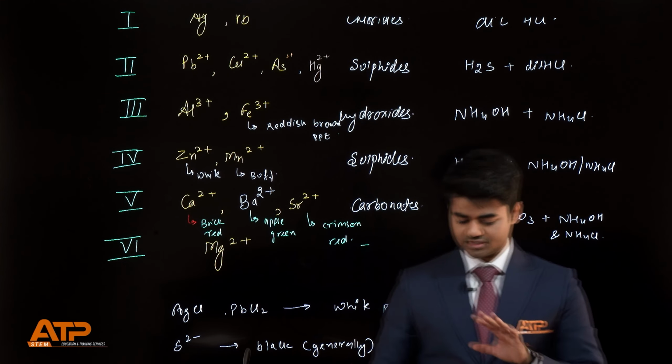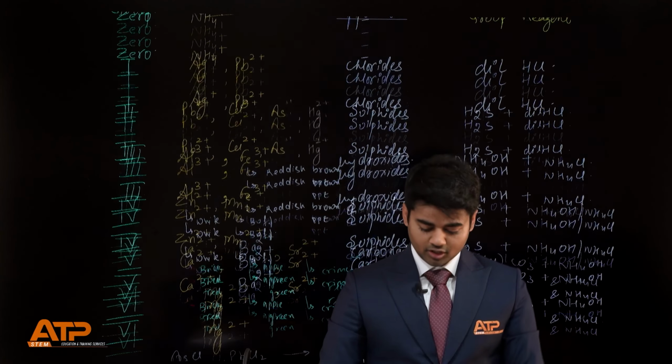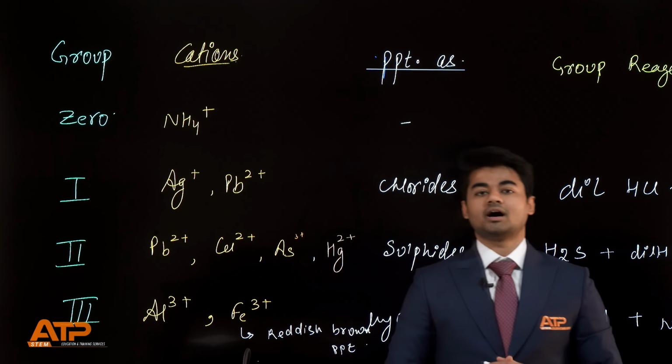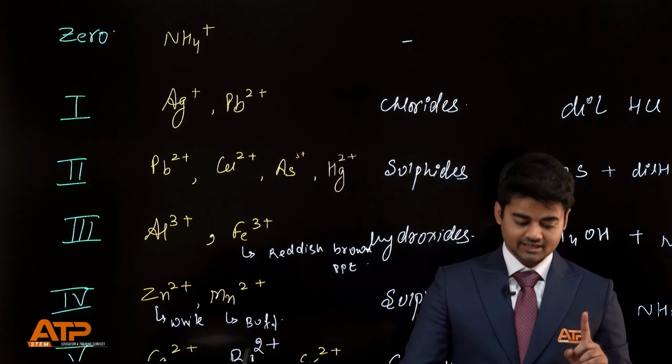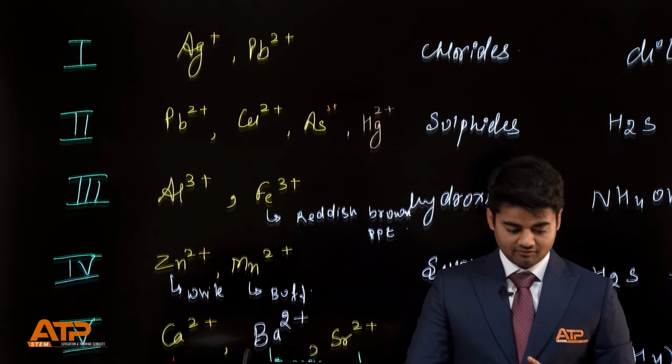Why is magnesium in group 6? We carry out independent analysis for that. Let's check. So how are they precipitated, in what form are we precipitating them? Let's check. So group 1 are to be precipitated as their chlorides. Group 2 are to be precipitated as their respective sulfides.